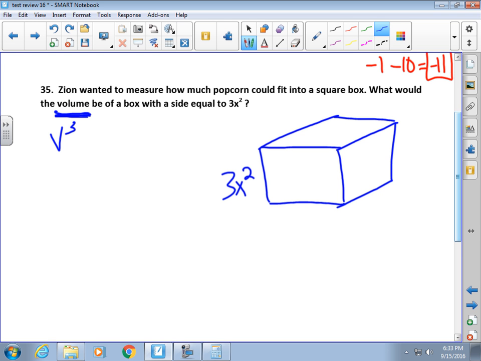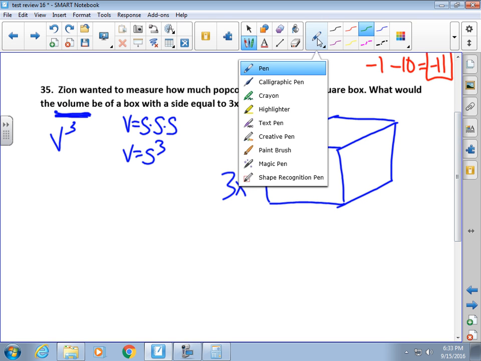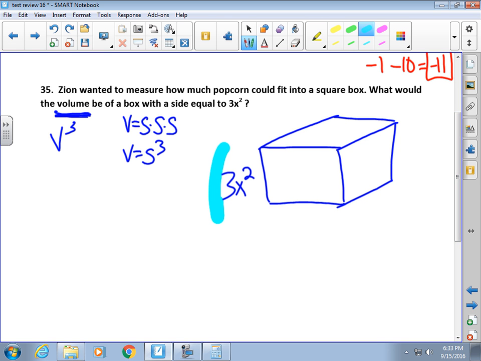Because volume has three sides, and I'm looking for my word box. And we know the volume of a box is side times side times side, which is the same as a side cubed. All right? So since we know one side is right here, all I have to do is cube it.